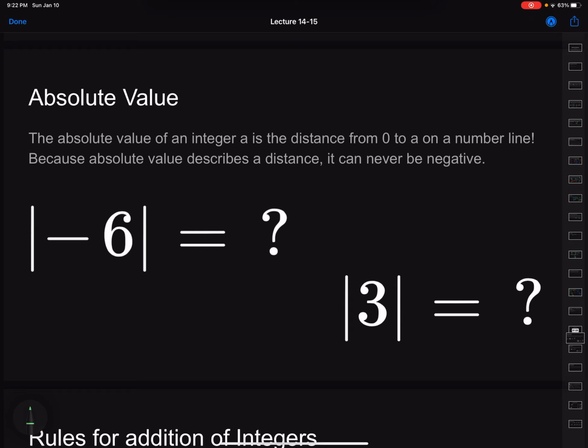Because absolute value describes a distance, it can never be negative. Meaning, if you have a negative in the absolute value symbols, you're just going to end up with the positive version of that number. The absolute value of negative 6, well, negative 6 is 6 away from 0 on the number line, so it's just going to be a positive 6. The absolute value of 3 is 3.